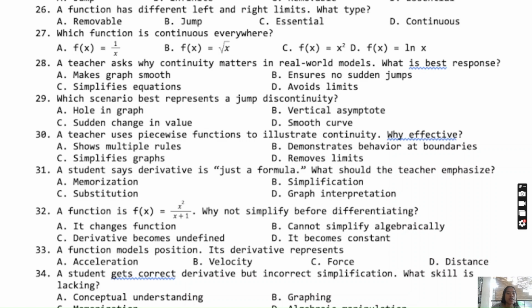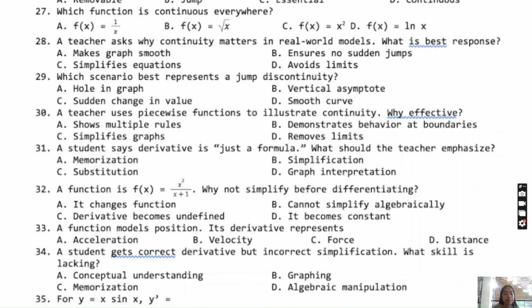Question number 26. A function has different left and right limits. What type of discontinuity is this? So the answer is jump, letter B. Because if the left-hand and the right-hand limits are not equal, then the function jumps from one value to another. So this is called jump discontinuity. That's why our answer is letter B.